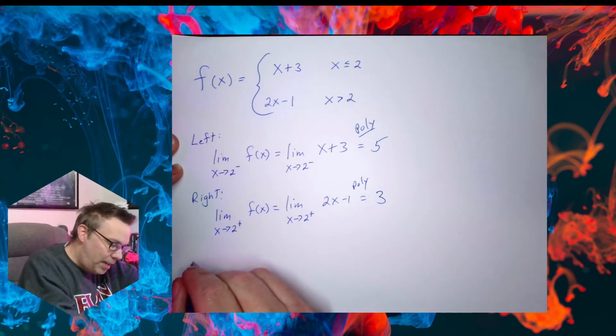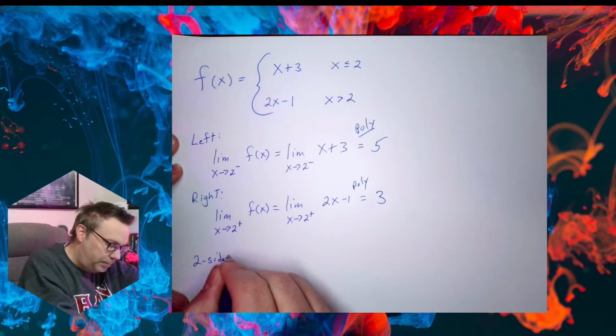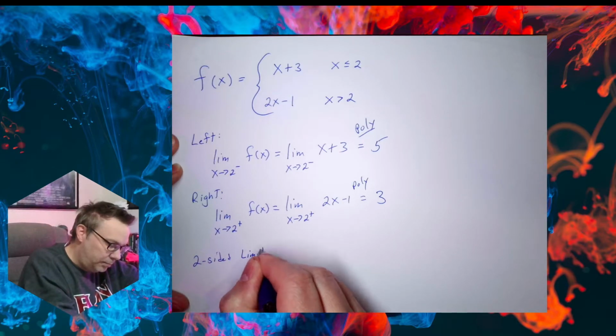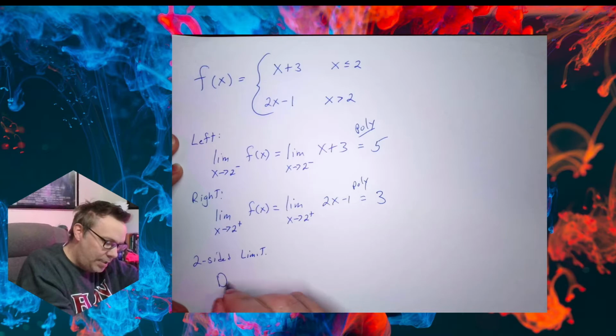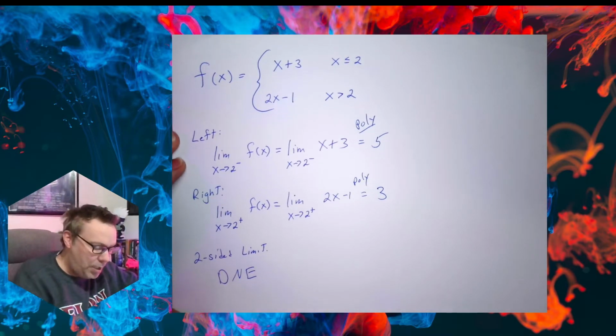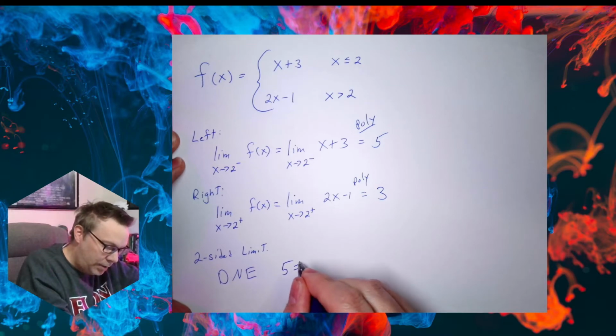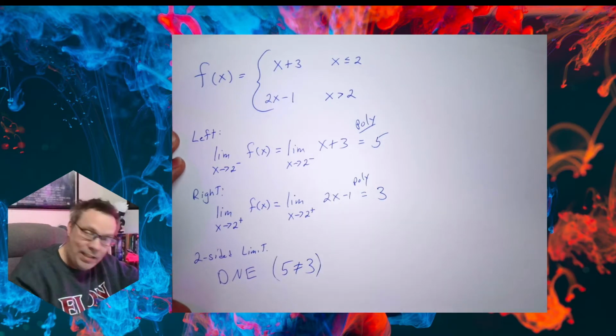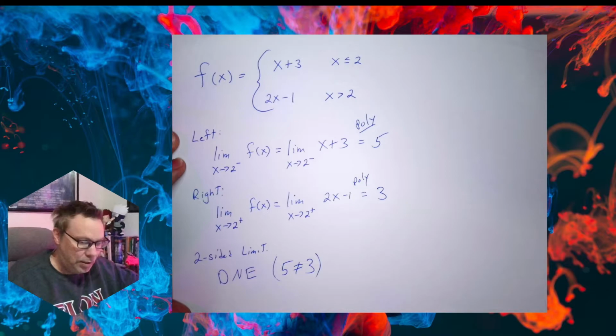So, what about the two-sided limit? Well, this does not exist. I don't have to do any more work on this because 5 does not equal 3. That is my reasoning for this.